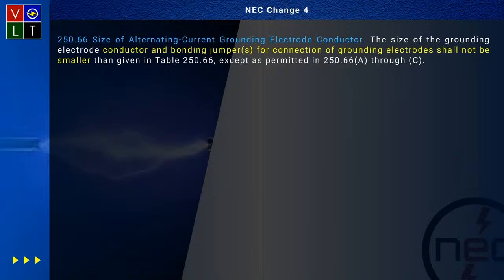250.66 A through C. Now, this argument went on, and I posted this on there and showed this, and then they didn't even respond after that. Oh yeah. And what it says here, when you're looking at 250.66 A through C, you're using the size that's in those sections. When I'm sizing to a cold water pipe or building steel, then I'm going to be looking at table 250.66.